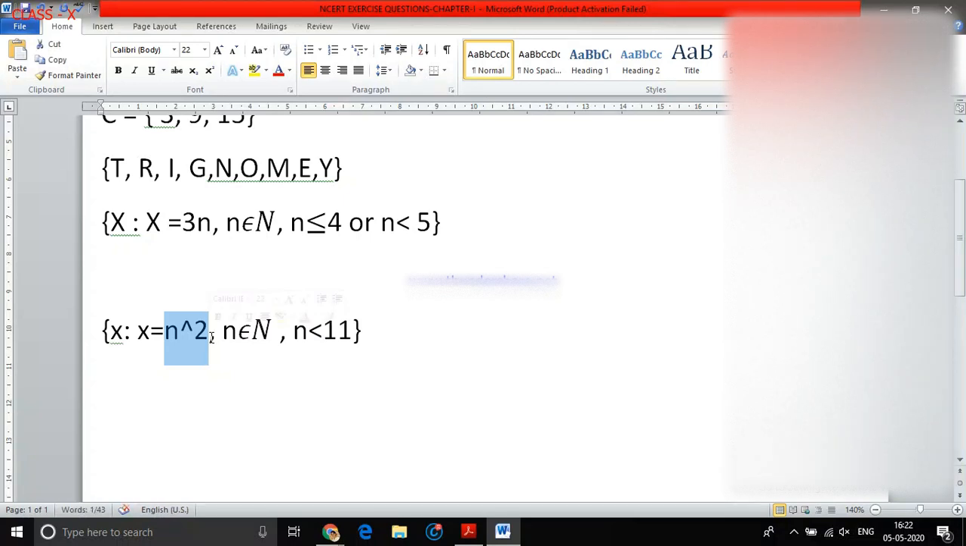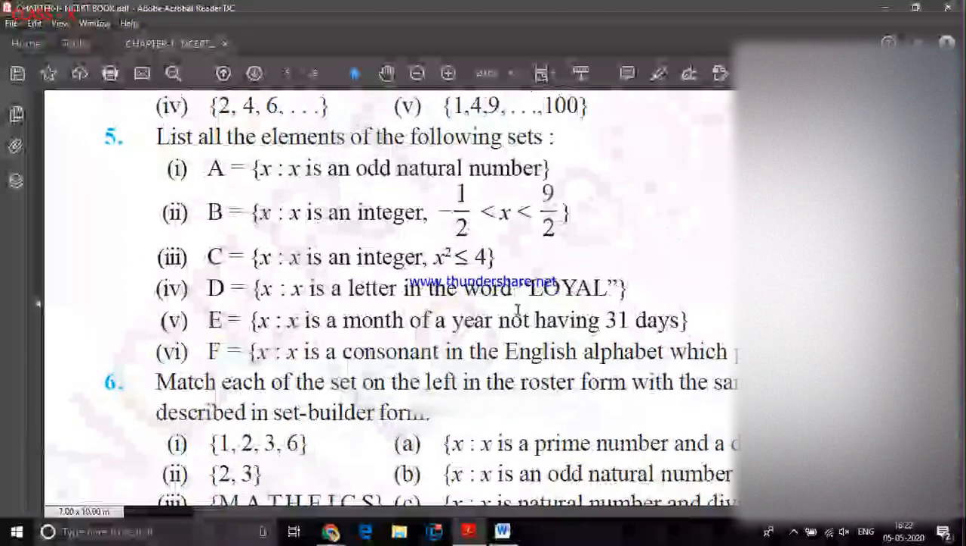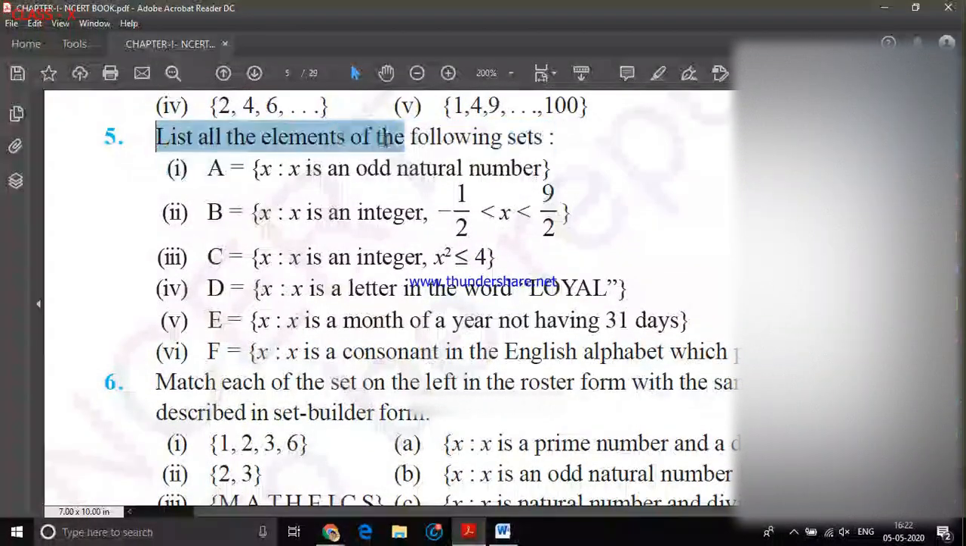Okay, so you can use it as n square, x equals to x to the power n square, where n belongs to a natural number and n is less than 11. So that's how you write the answers. Now list all the elements of the following set.